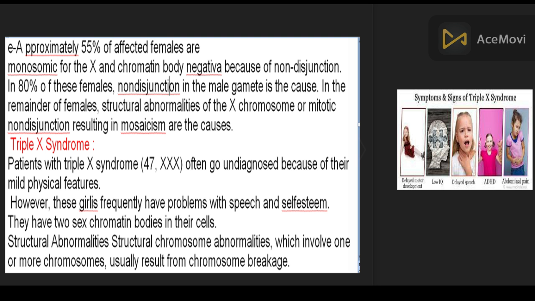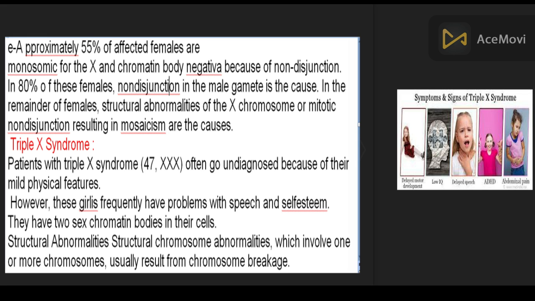E. Approximately 55% of affected females are monosomic for the X and chromatin body negative because of non-disjunction. In 80% of these females, non-disjunction in the male gamete is the cause. In the remainder of females, structural abnormalities of the X chromosome or mitotic non-disjunction resulting in mosaicism are the causes.